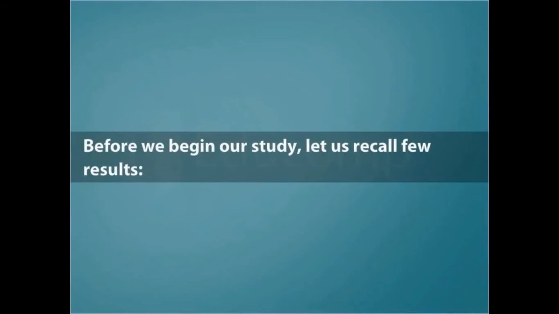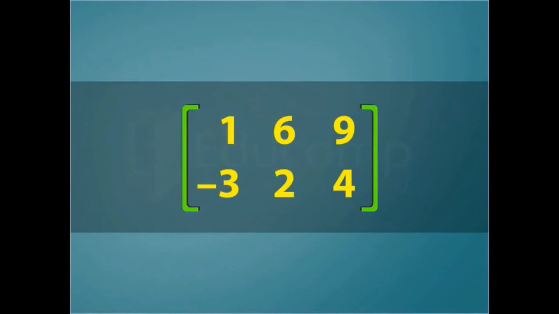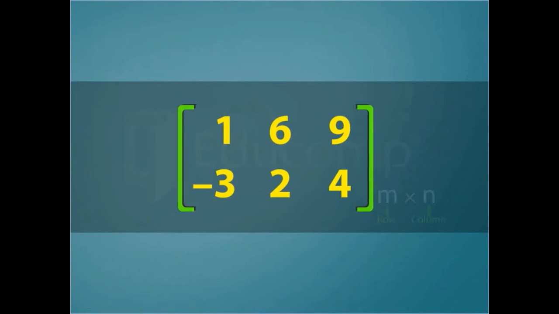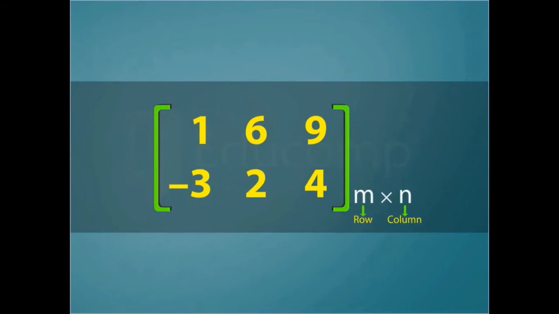Before we begin our study, let us recall a few things. A matrix is a rectangular array of numbers. If it has m rows and n columns, then the order of the matrix is m cross n.